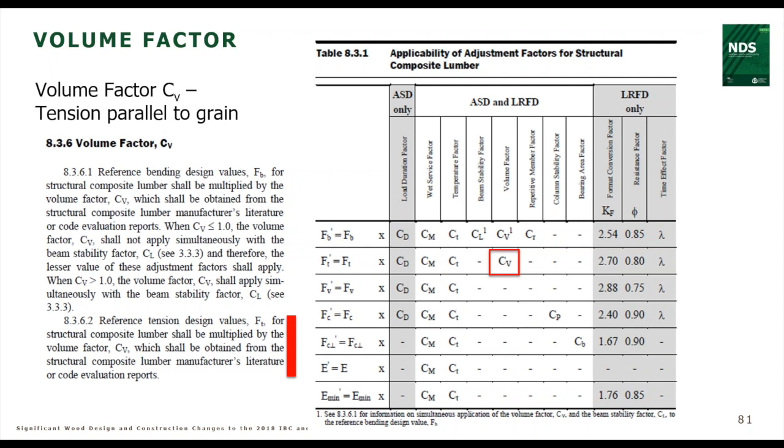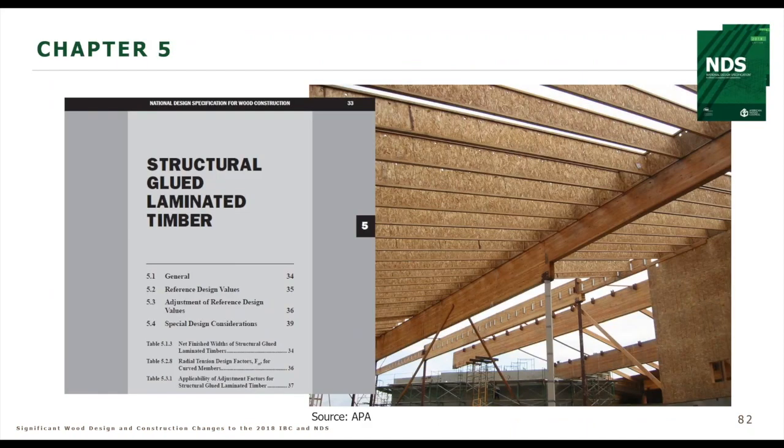Another change made in this table is that the footnotes for C sub L and C sub V were moved from the column heading down to the actual factor next to the adjustment factor. So it gives it a little more clarity.